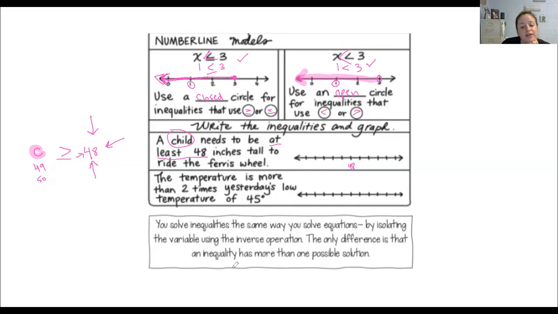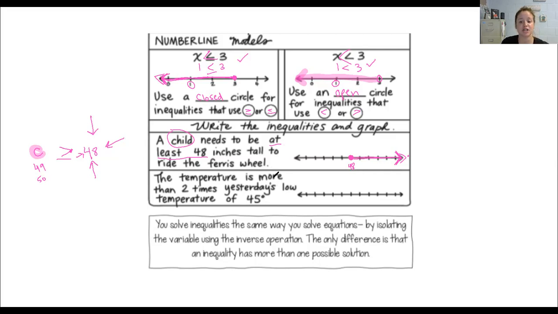Now, let's talk about the circle. What kind of circle is going to be on 48 and why? It's going to be a closed circle because there is a line under it. Very good. Now, if I'm looking at this inequality, the tip of it points to the right. Okay, so I would find the way where the inequality of that number line points to the right. So I am going to shade to the right. And remember, if we want to check ourselves, we can use what? We can use substitution. Very good. All right, let's look at this next one.